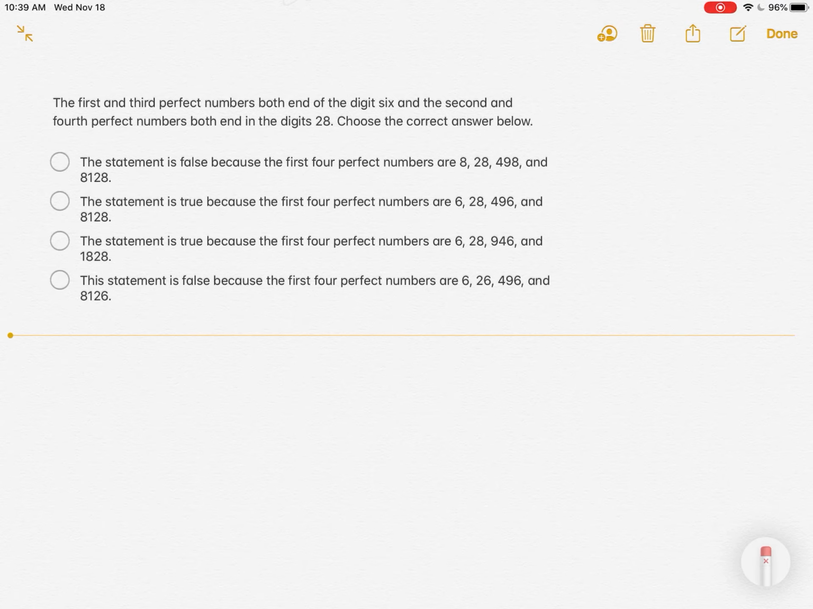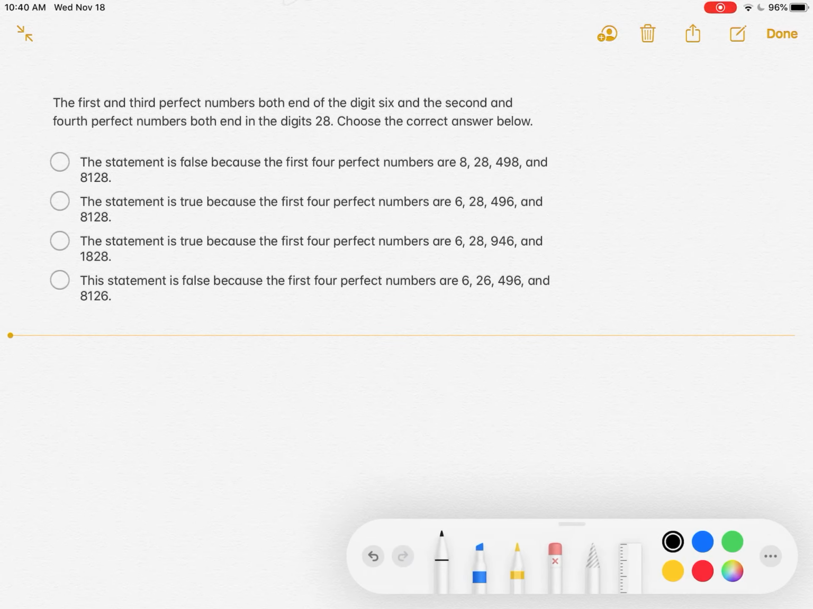Some of them say false and others say true. So let's look at the first one. The statement is false because the first 4 perfect numbers are 8, 28. Let's stop right there. 8 is not a perfect number, at least not the first one, because we already know 6 is perfect. So that first one cannot be true. So it's not option A.